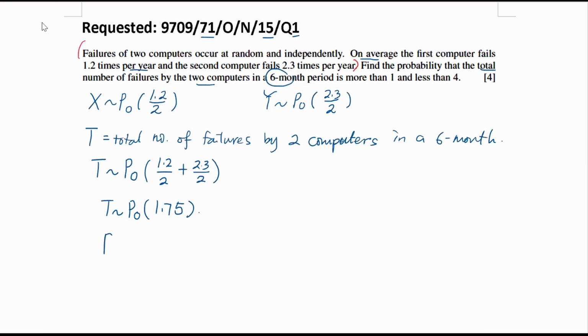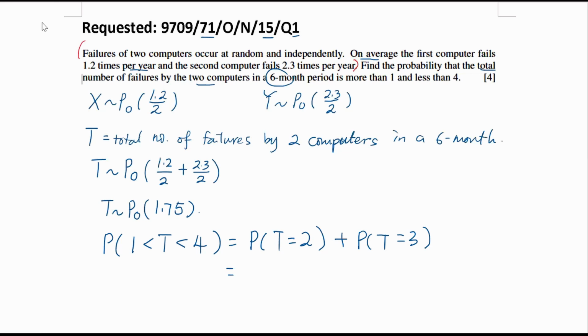So now we are trying to find the probability that the total number of failures is more than 1 and less than 4. To find the probability of this, basically we are looking for t equals 2 or t equals 3. All right, and then we use the formula that can be found from the MF19 formula list. It is given by this: e to the power of negative the mean, where the constant mean rate is 1.75.